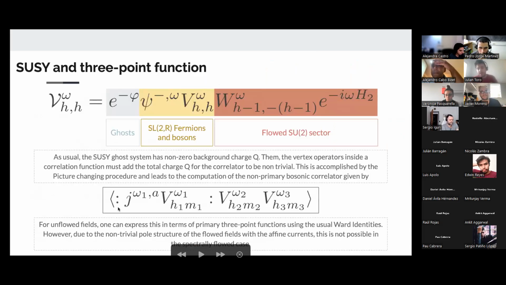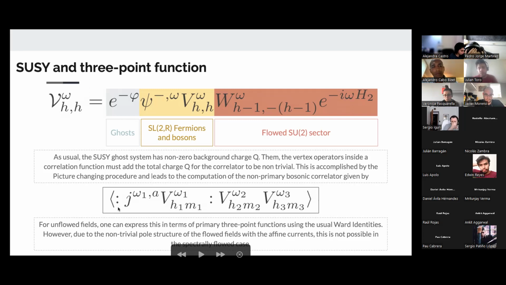In the supersymmetric theory, a complete vertex operator will be composed by different contributions. We have the ghost fields that are necessary for the quantization of the theory. We have, of course, the SL(2,R) sector with the fermions and bosons, and the SU(2) sector coming from the S3 part. We also perform the spectral flow on SU(2) in order to satisfy the Virasoro condition.